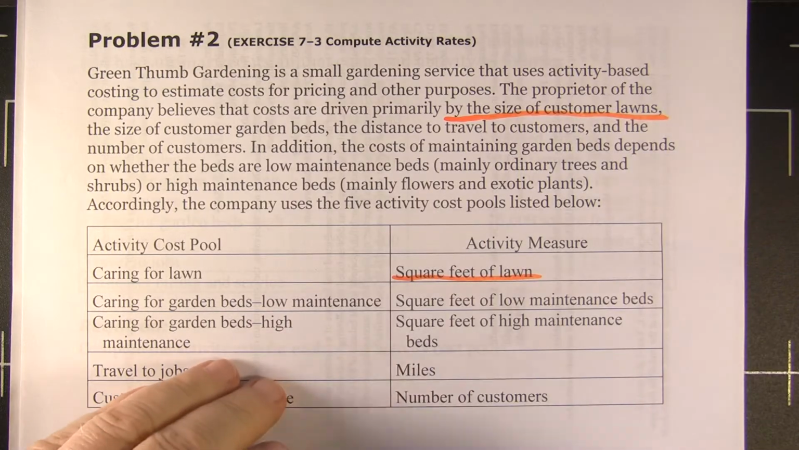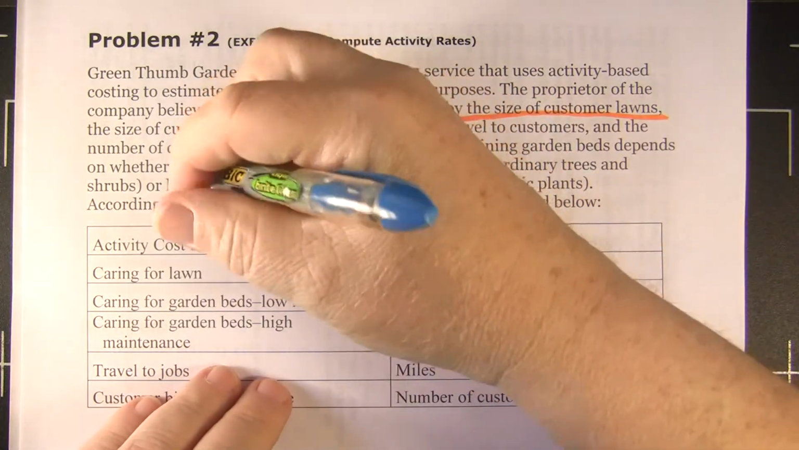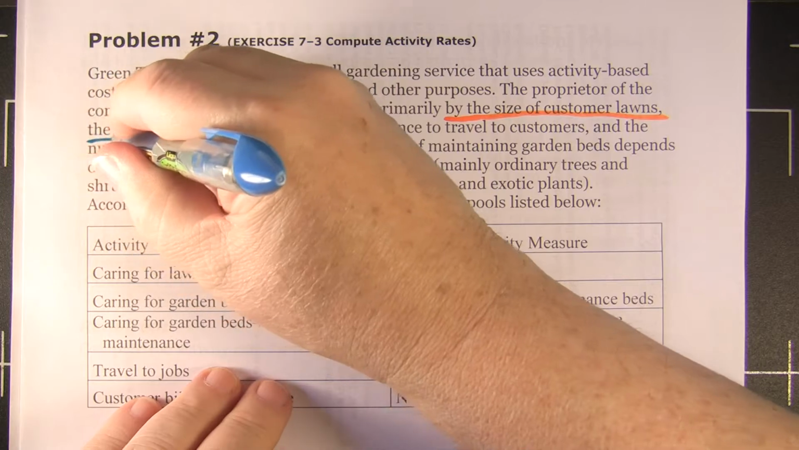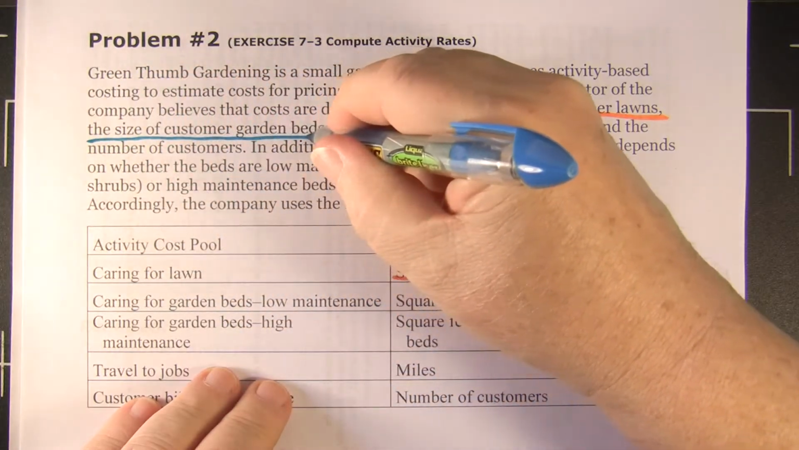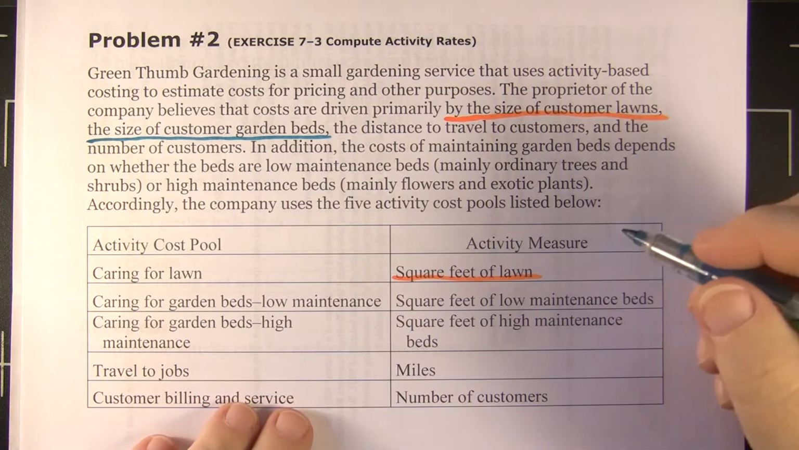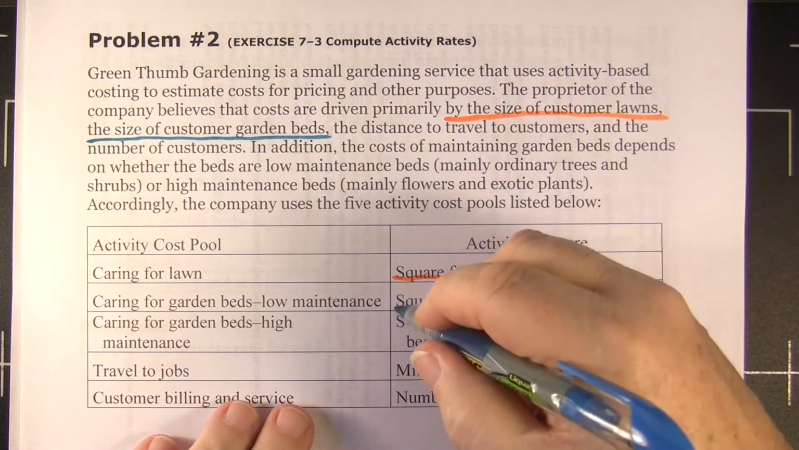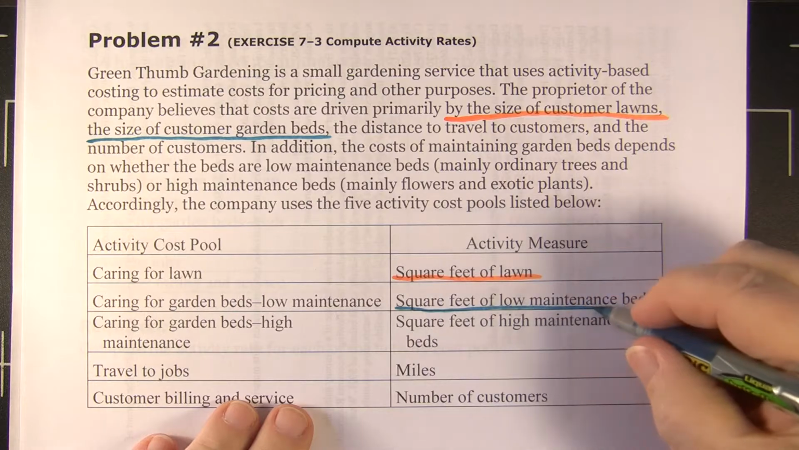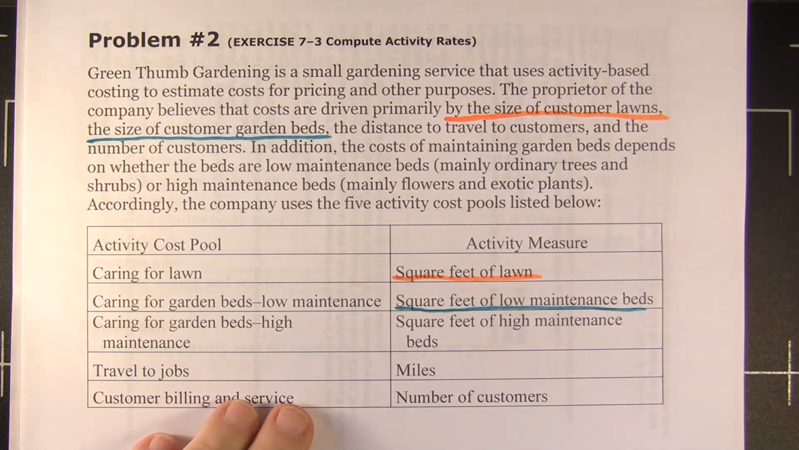The size of the customer garden beds. The distance to travel. So we have the square feet of beds, and he breaks that down into high maintenance and low maintenance.